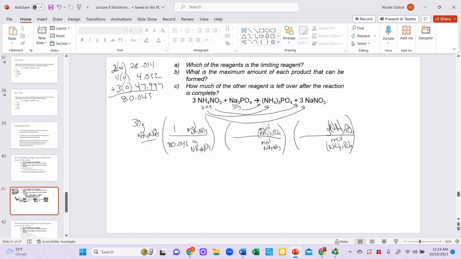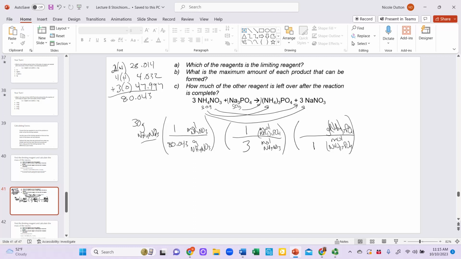So NH4NO3 has a number 3 in front of it. And then we're going to put a 1 and a 1 here. (NH4)3PO4 has a 1. And then here we do the mass is equal to, or 1 mole is equal to the calculated mass from the periodic table.